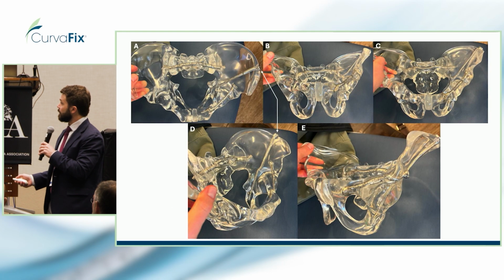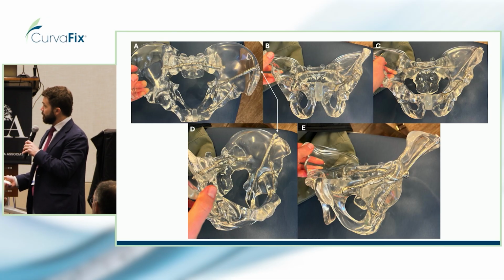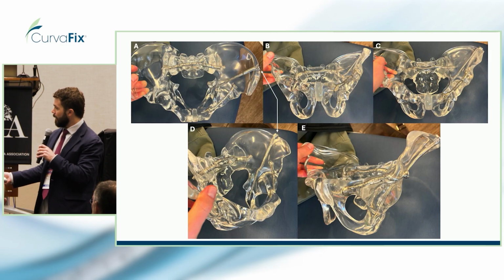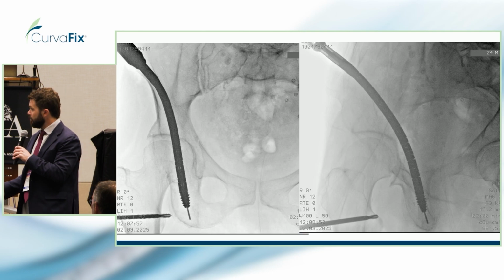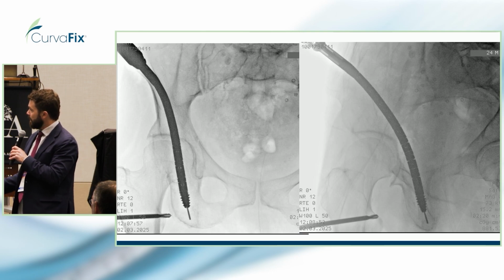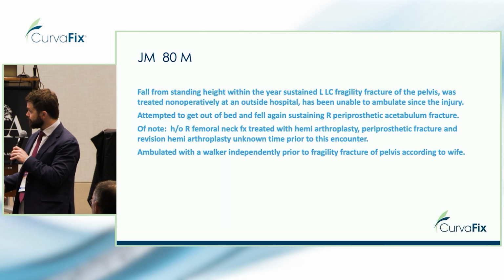Here's a plastic model showing the trajectory from the iliac tubercle through the gluteal pillar down into the ischial tuberosity. And here's an AP and an iliac oblique fluoroscopic view showing what that looks like on X-ray.